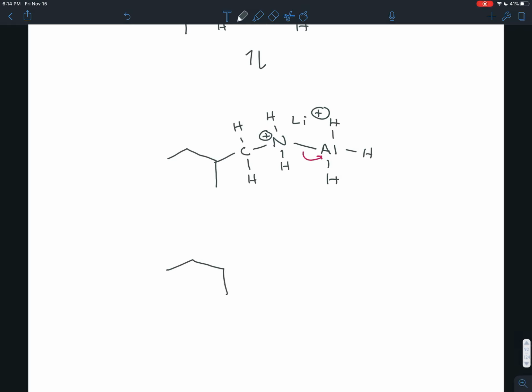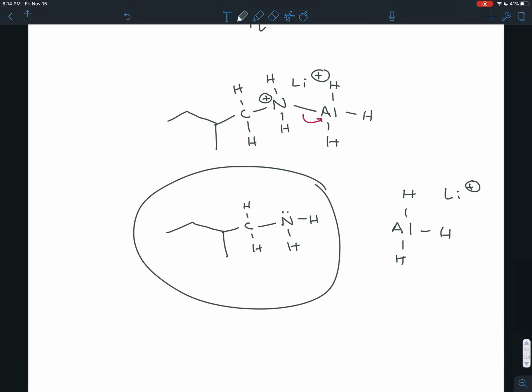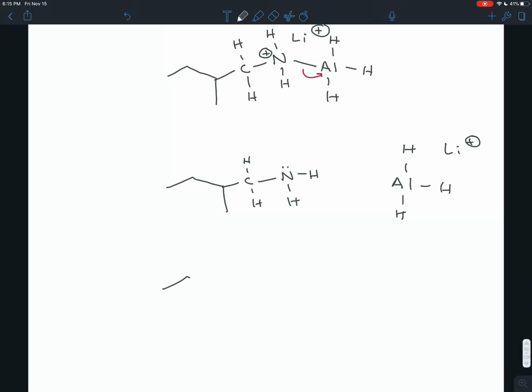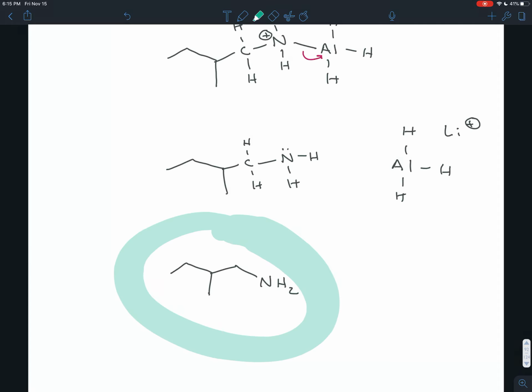And you end up with that, and the aluminum with the lithium trailing along with it. But you'll notice that our product is exactly what we predicted, an amine. Now, oftentimes, you'll just have the skeletal structure. So it would look like this. This is the CH2 there. And so you get your product.